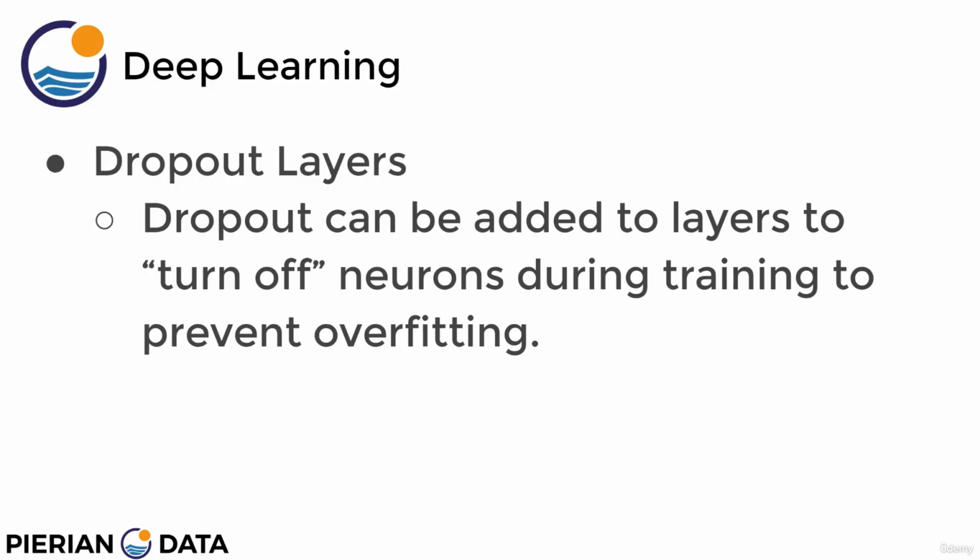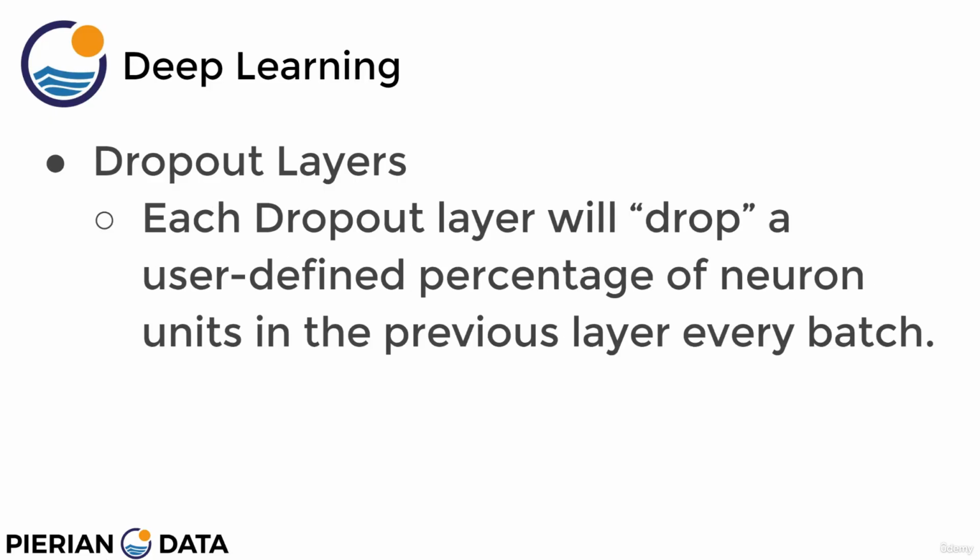Dropout layers are layers that can be added to turn off neurons during training to prevent overfitting. Basically, each dropout layer will drop or turn off a user-defined percentage of neuron units in the previous layer every batch. So that means certain neurons don't have their weights or biases affected during a batch. Instead, they're just turned off. Okay, so let's see how this all works by heading over to a Jupyter Notebook.